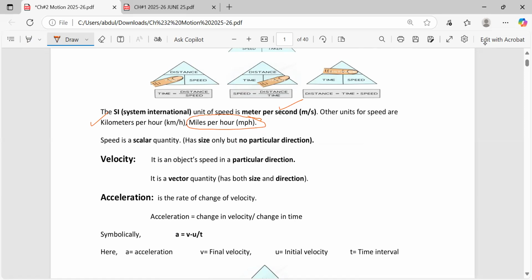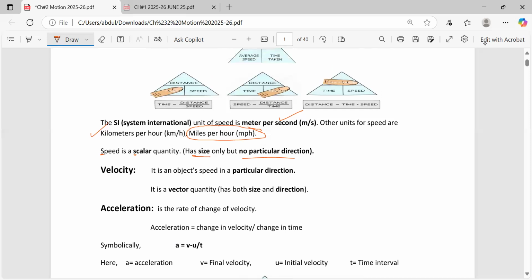We are following the IGCSE Cambridge syllabus, which is UK based. So in all of Europe and the United Kingdom, the SI unit for speed is meters per second and the bigger unit is kilometers per hour. So we will prefer to use kilometers per hour. Now, speed is a scalar quantity, has size only, no particular direction. Remember it, S for speed and S for scalar. You can memorize it this way also.